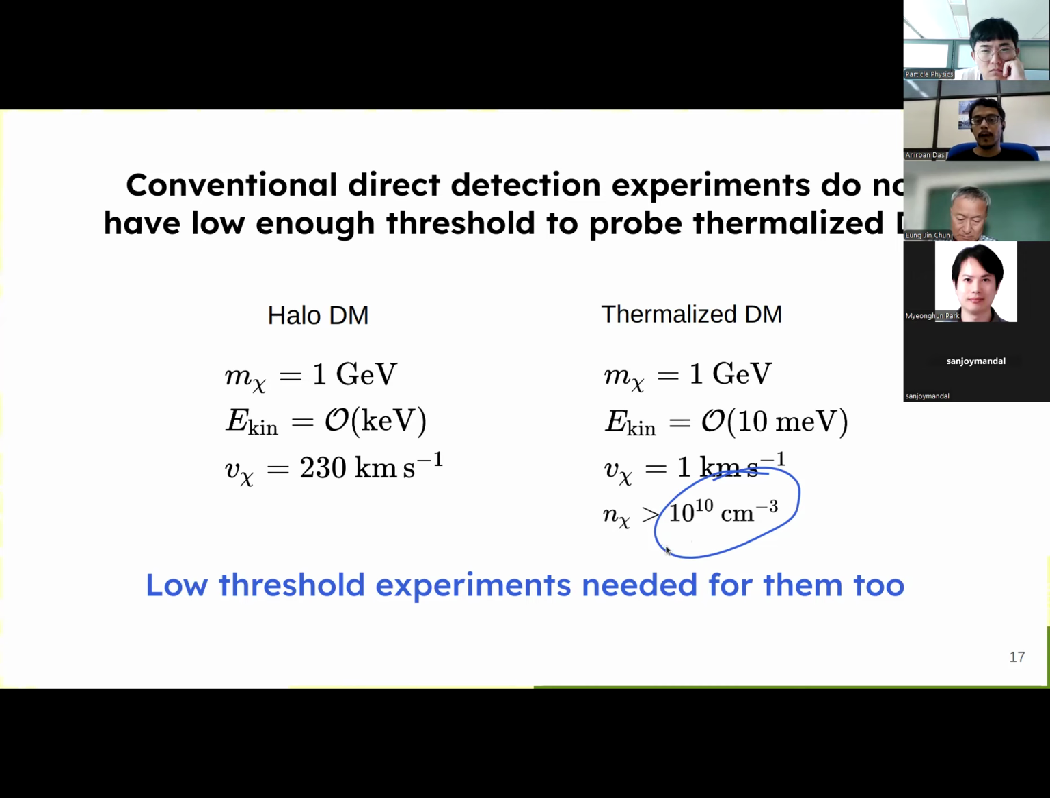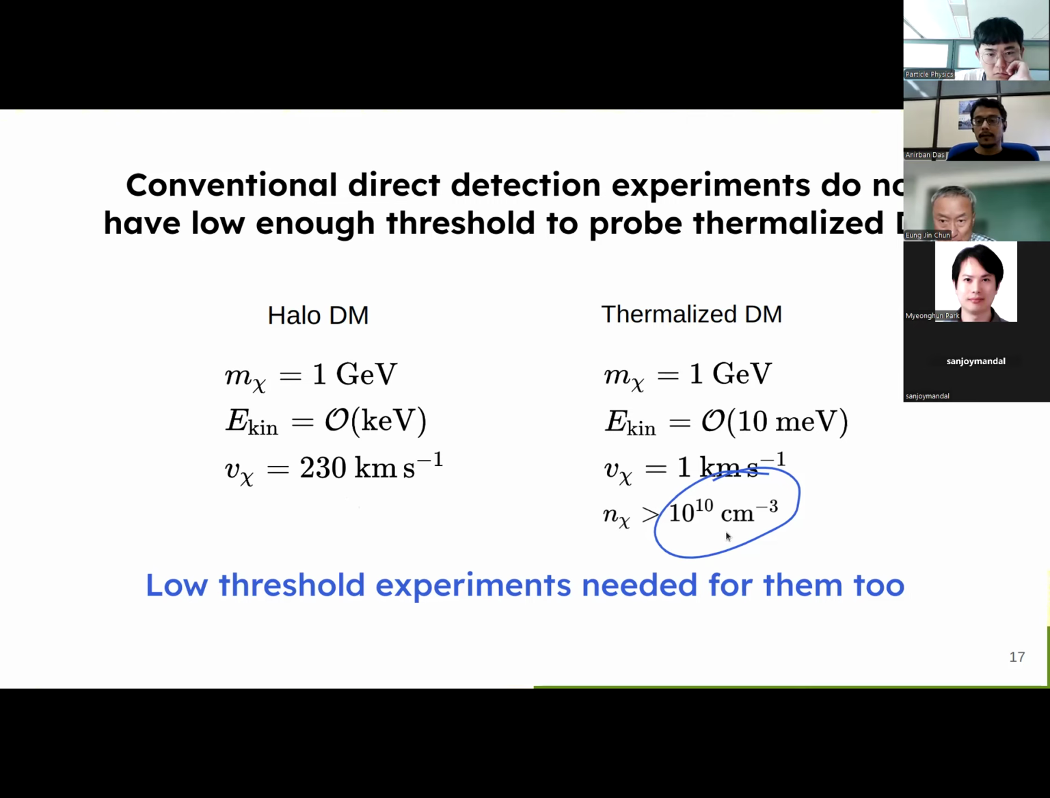In some parts of the parameter space, this number can go all the way to 10 to the 14 or 10 to the 15 per cubic centimeter, which is a large number. Compare that to halo dark matter: for 1 GeV dark matter, with an energy density of 0.4 GeV per cubic centimeter, you can expect only about 1 per cubic centimeter. Compare that with 10 to the 10, which is very large.